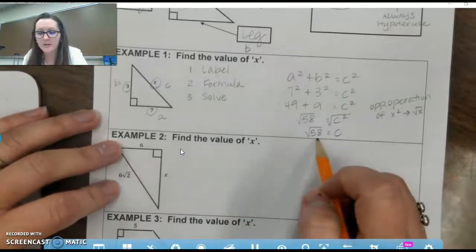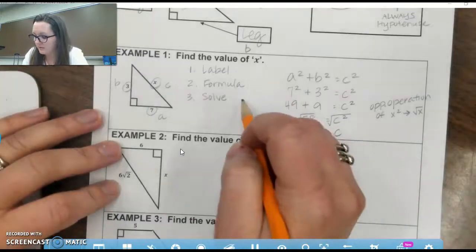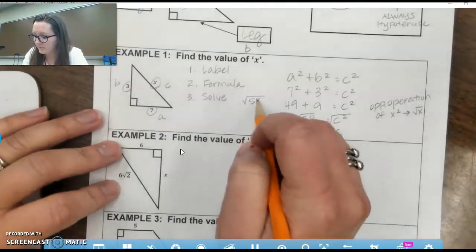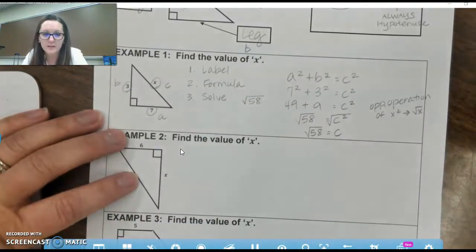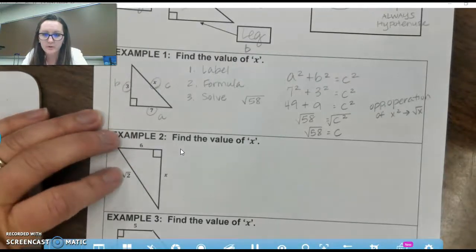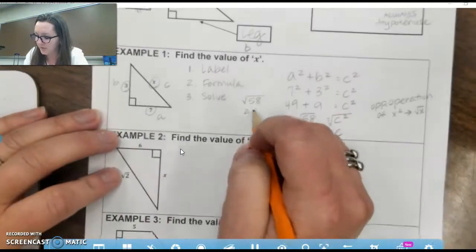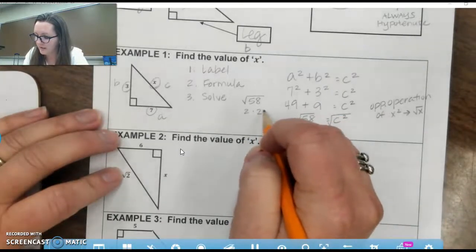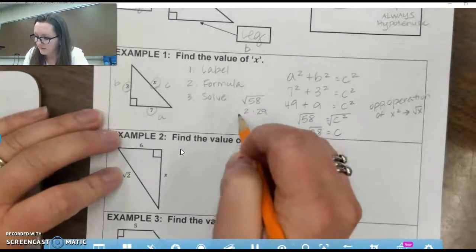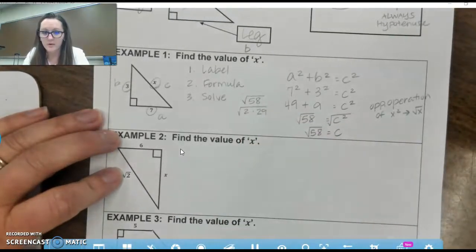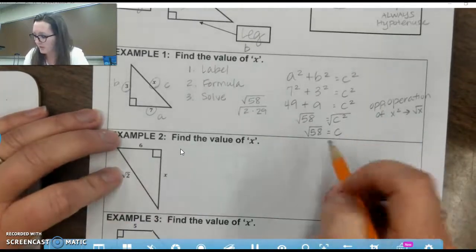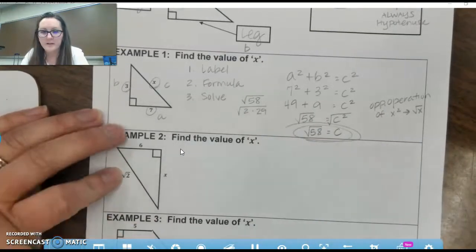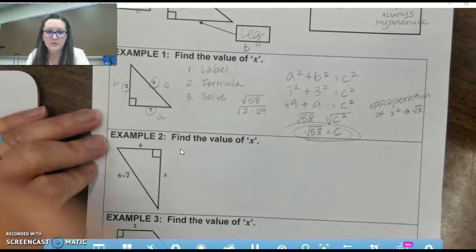So my answer here is going to be the square root of 58. Looking from our practice of reducing these squares, I want to know if I can simplify this radical. Well, I do know that this is 2 times 29, and both of these are prime numbers, so I know that it can't reduce anymore. So I'm going to say this is my simplified radical. Let's try the second one.